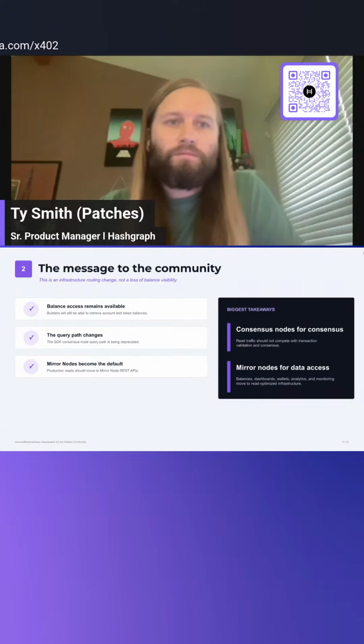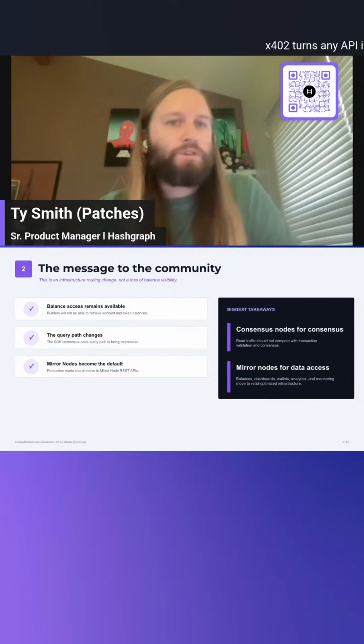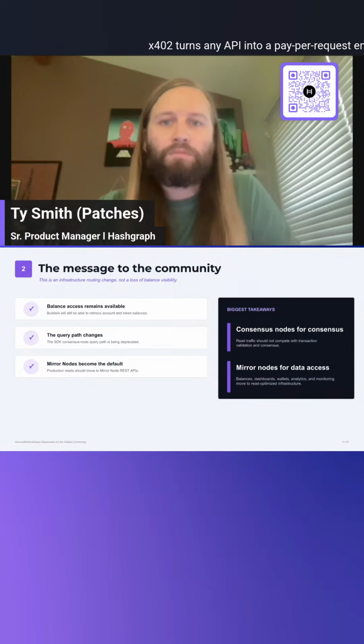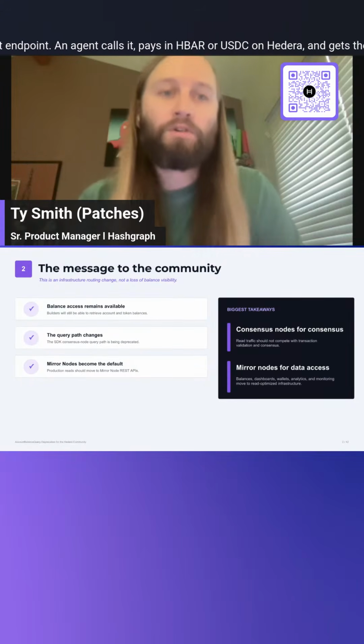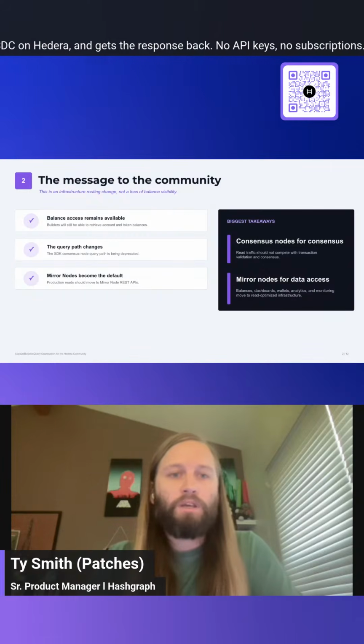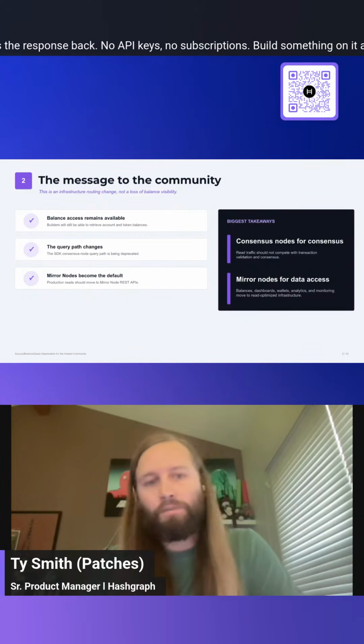So it's an infrastructure routing change, not a loss of balance visibility. We're not losing anything, and balance access remains available. The query path just changes. Right now, you can do an account balance query in the SDK. That's going to be deprecated, and I'll go over the timeline in a little bit.